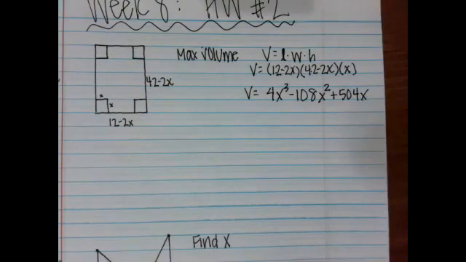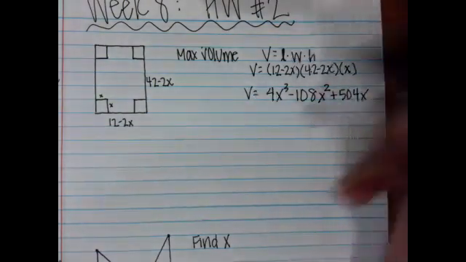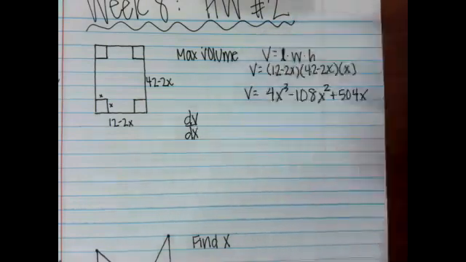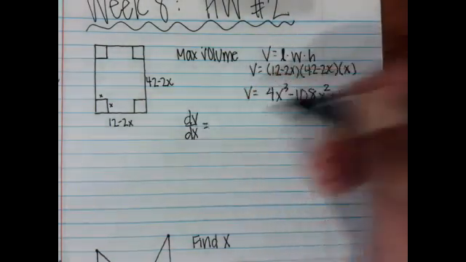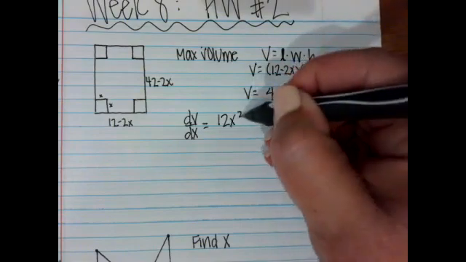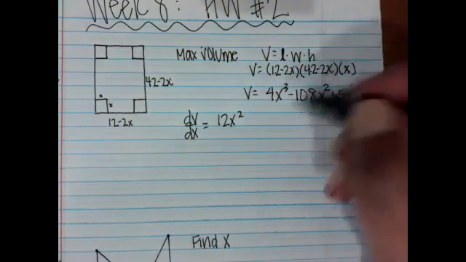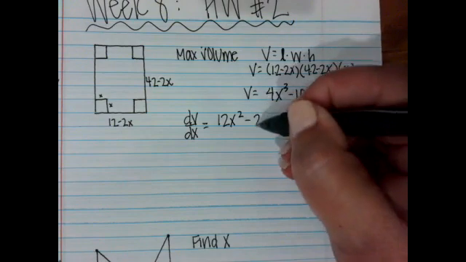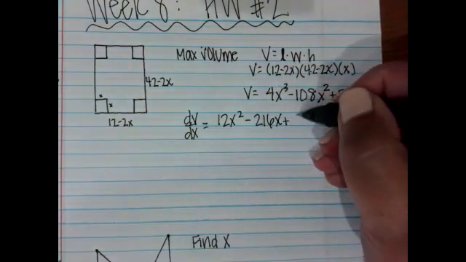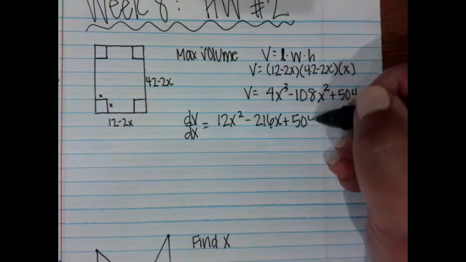Okay, and then to find those maximum values, remember these are just those extreme points, the max and the min, we're just going to take the derivative. So the derivative of the volume with respect to x would be, bring the 3 down front, so that would be 12x squared. Bring the 2 down front, so that would be minus 216x, and then just plus 504.